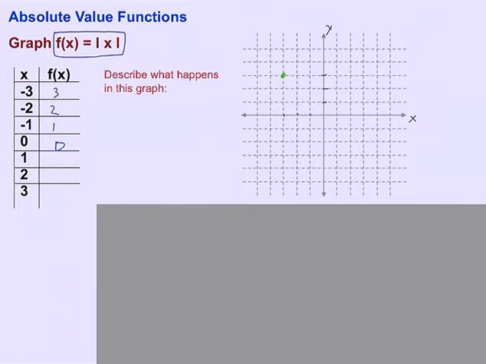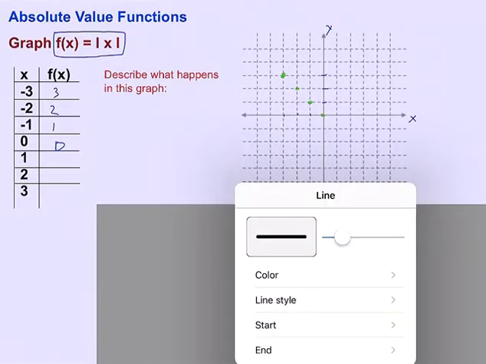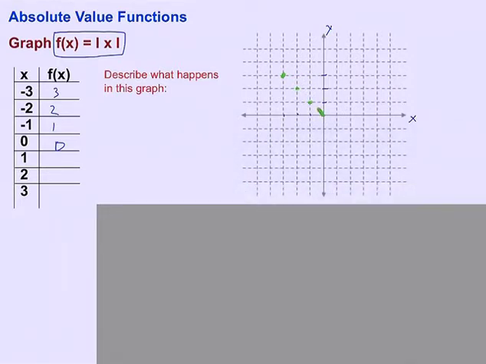The input of -2, the output is 2. The input of -1, the output is 1. The input of 0, the output is 0. And you can see there's a clear pattern going on here. We can clearly see that the graph is a straight line. And we can figure out that it would keep going. So I'm going to put an arrow on the edge of it.